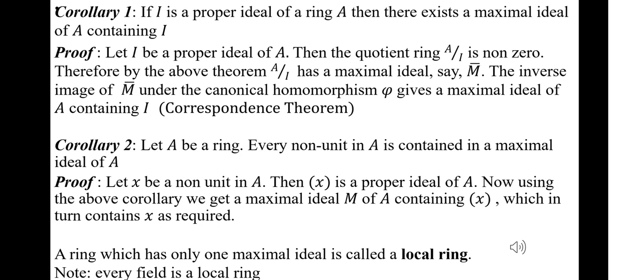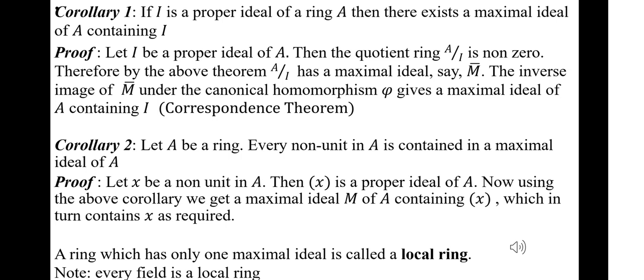Next, we shall discuss two corollaries of the theorem which we proved just now. Corollary 1 states that if I is a proper ideal of a ring A, there always exists a maximal ideal of A containing I as a subset. Equivalently, we can state that every proper ideal of A is always contained in a maximal ideal of A. Let us start with a proper ideal, say I of A.